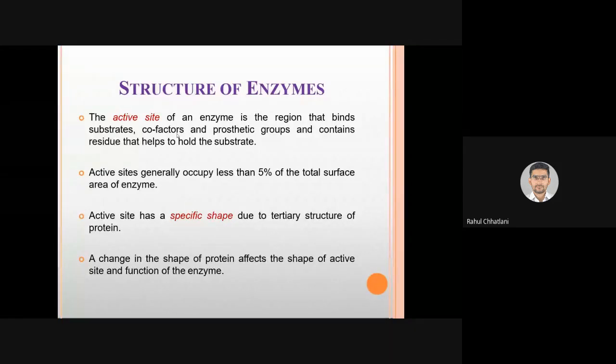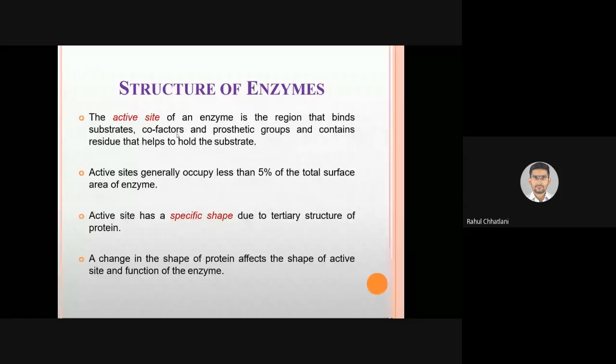Whenever the lock and key mechanism match in their combination, then only the process will move further. Otherwise it will not move. So this lock as a whole will depend on its shape. Hence a change in the shape of the protein affects the shape of the active site and the function of the enzyme. So whenever you see the function of the enzyme is changed, more or less it will be because of the change in shape of the protein.